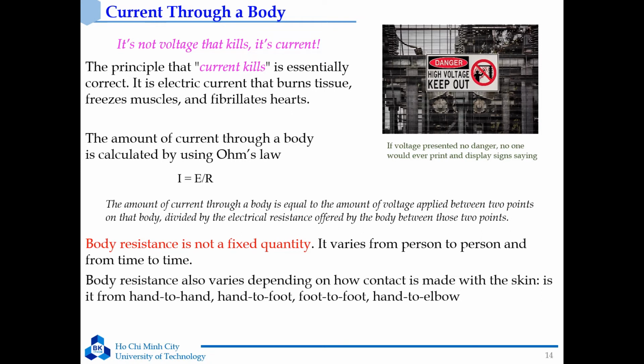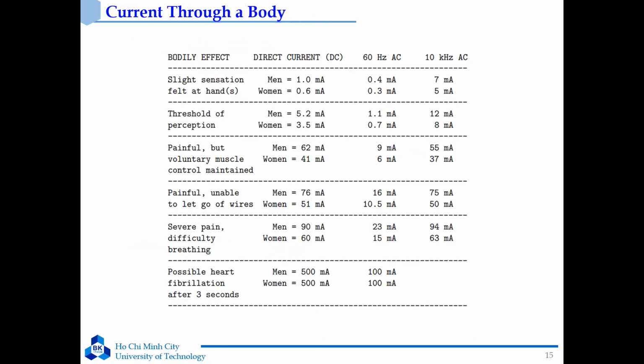The body resistance also varies depending on how contact is made with the skin: from hand to hand, hand to foot, foot to foot. The body resistance can vary from 1000 to 100,000 ohms. And this table shows the effect of the current on the human body. You can see with a 16 mA AC current, it makes the body painful and unable to let go of the wire.